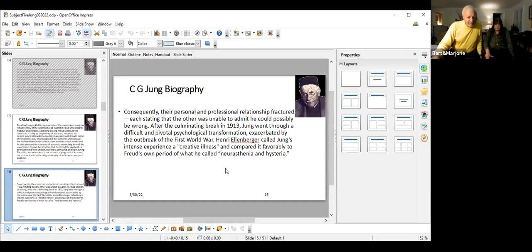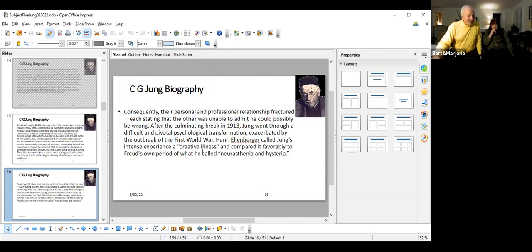So therefore, the personal and professional relationship between Freud and Jung was just gone. And after the break in 1913, Jung went through a very difficult and pivotal psychological transformation, which was exacerbated by the First World War. And Jung's experience here was what was called a creative illness.